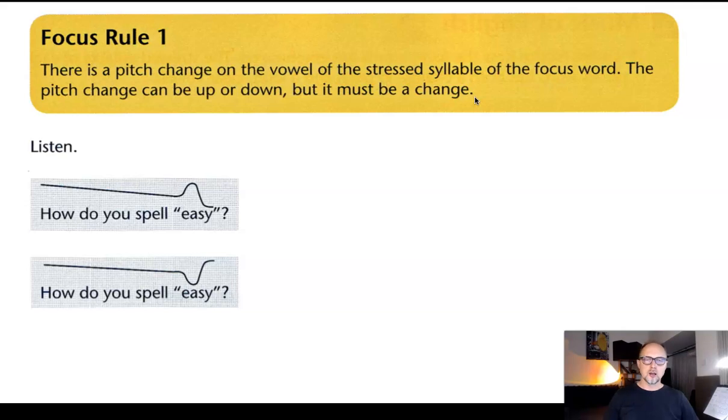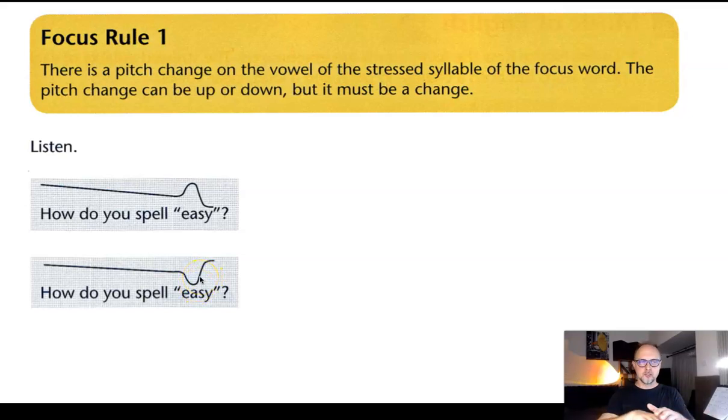So this rule says that if this is the peak vowel, right, which means it's a vowel on the stressed syllable of the focus word, your voice has to go either up or down, right? So for example, if it goes up, it'll be like, how do you spell easy, right? So E, so the voice has to go up, or it can go down. That's the other option. Okay.